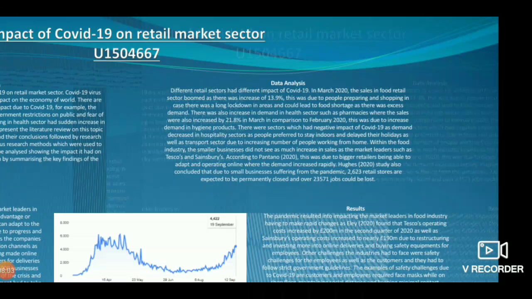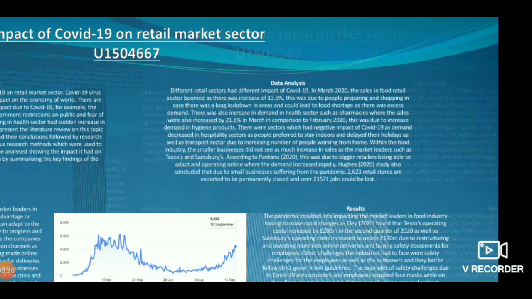There were a few sectors which had a negative impact from COVID-19, as demand decreased. For example, the hospitality sector, as people preferred to stay indoors and delayed their holidays until it was safe for them to go out to a different country or go on holiday. So that decreased the demand for bookings in hotels, as people preferred to stay at home for safety reasons.